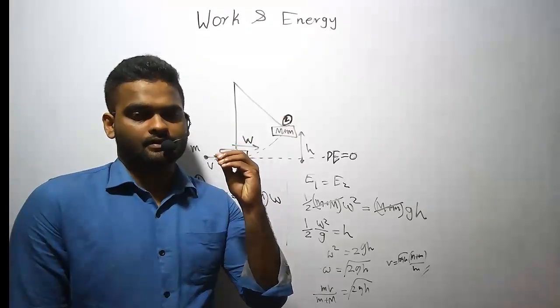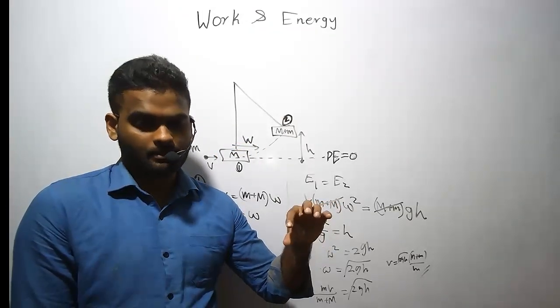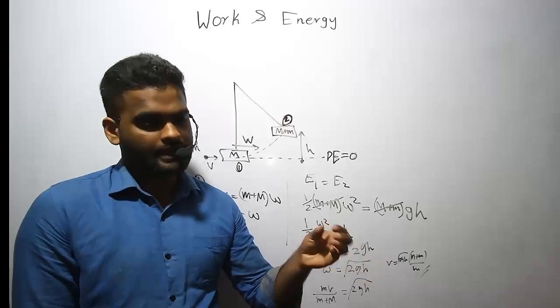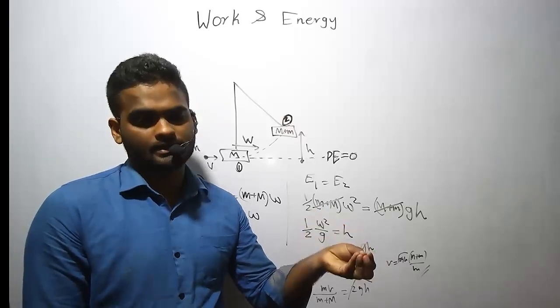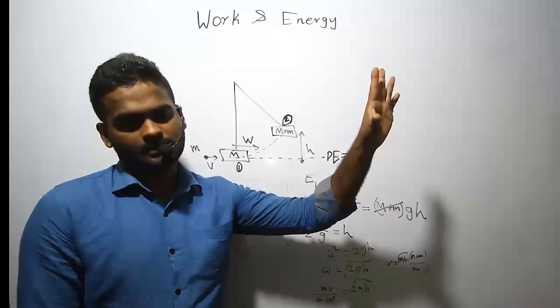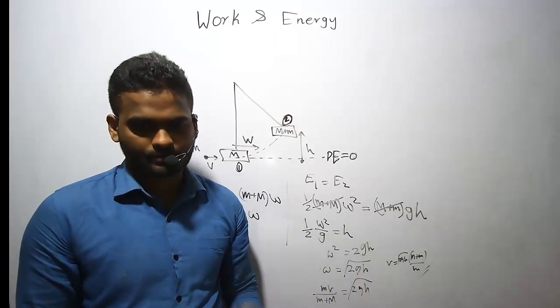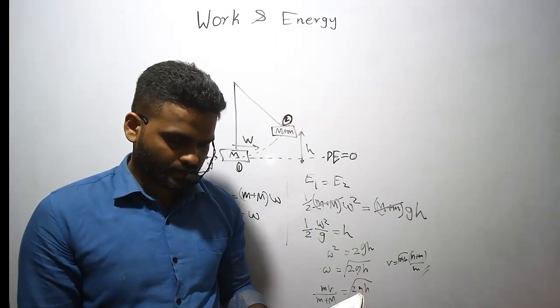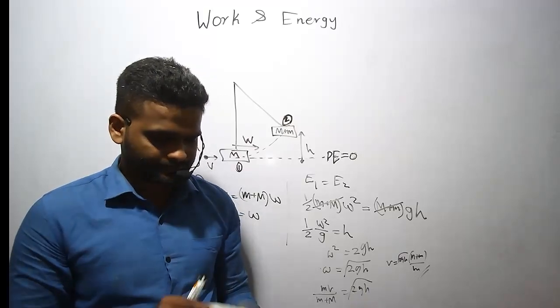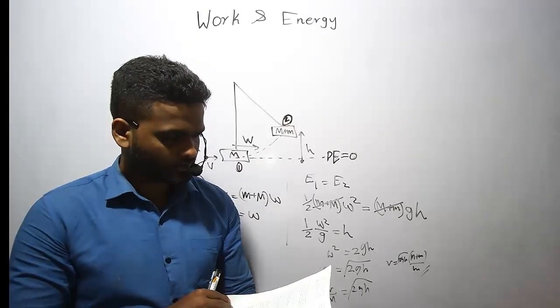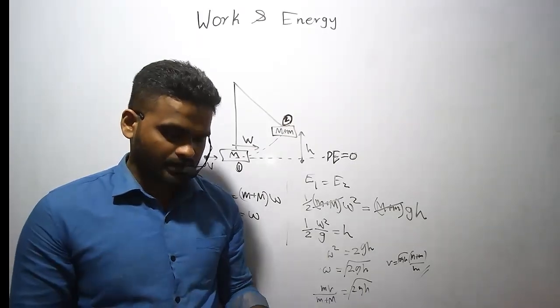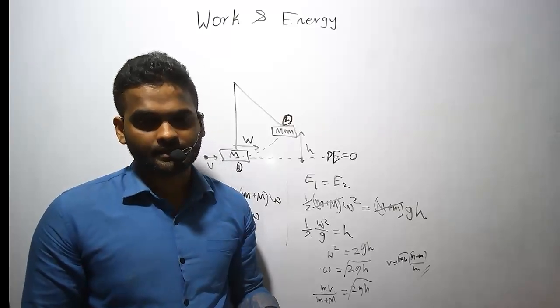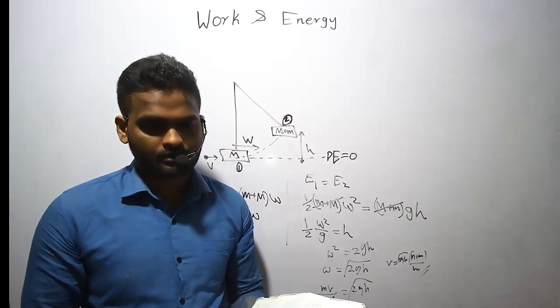So whenever there is a collision, you have to apply momentum conservation as well, right? Then using that, find the velocity. Then you can apply momentum conservation. Okay, then try 20. Next question.